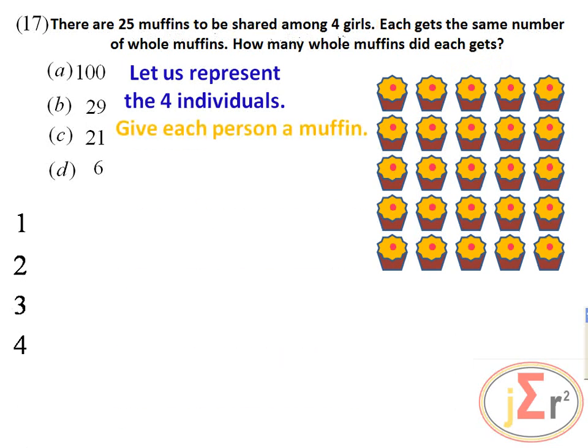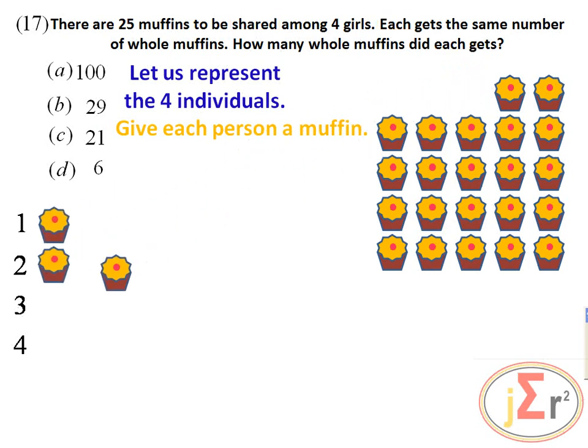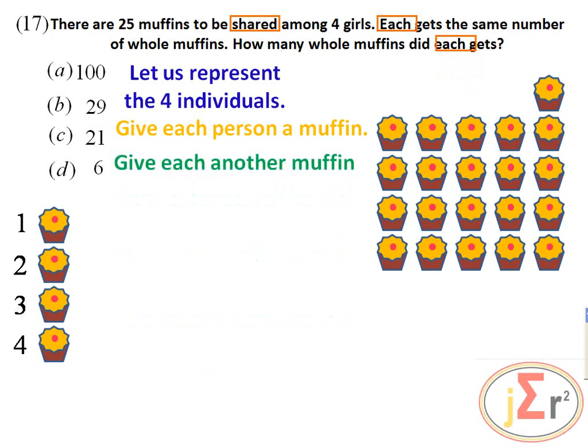What do we do? Each girl will get a muffin. So we are sharing. We make sure that each one gets a muffin, right? Yes. So we cannot give 2 to one and then give 1 to the other and not give the other one any. No. So we make sure that each girl gets a muffin. And if we intend that the girls will get the same number of muffins, what do we do again? Give each girl 1 muffin again.